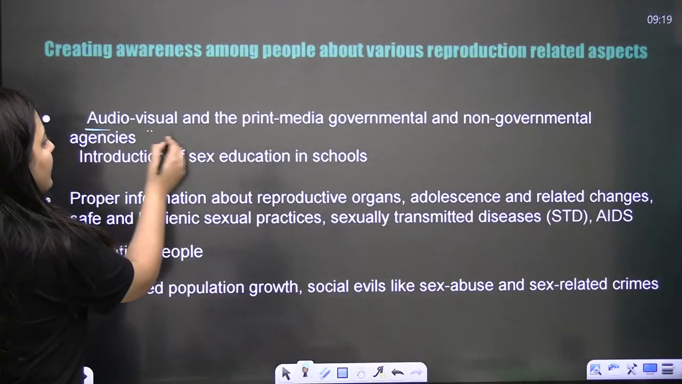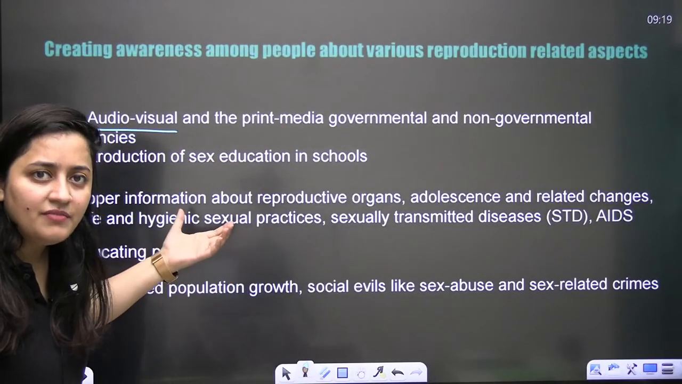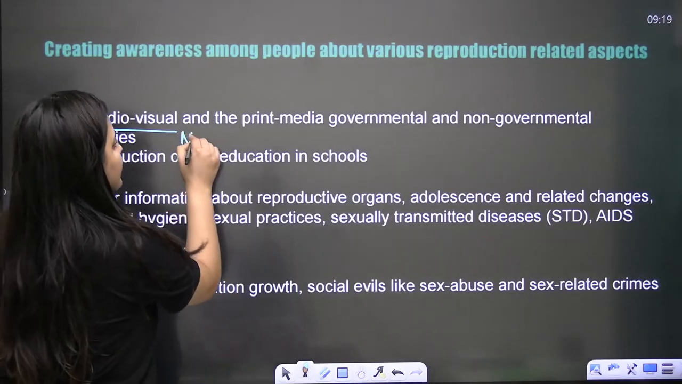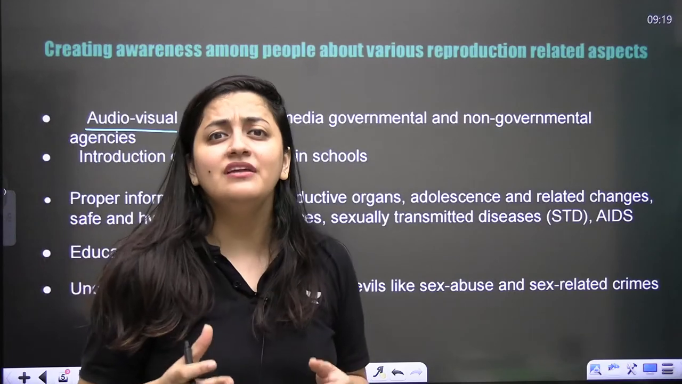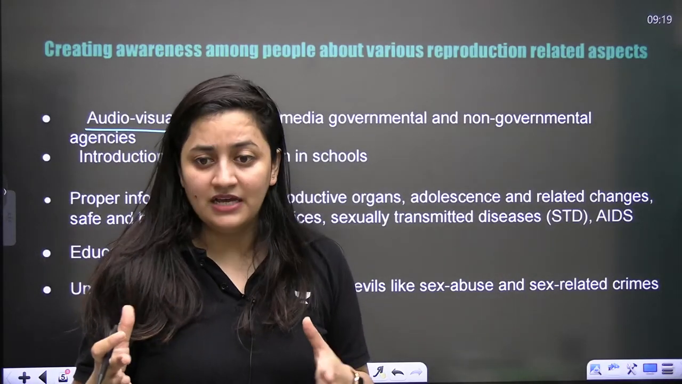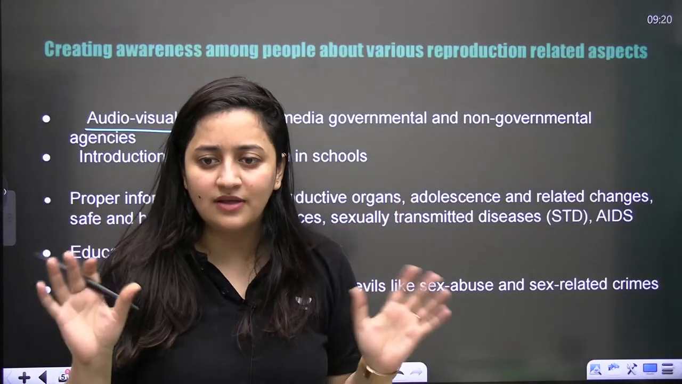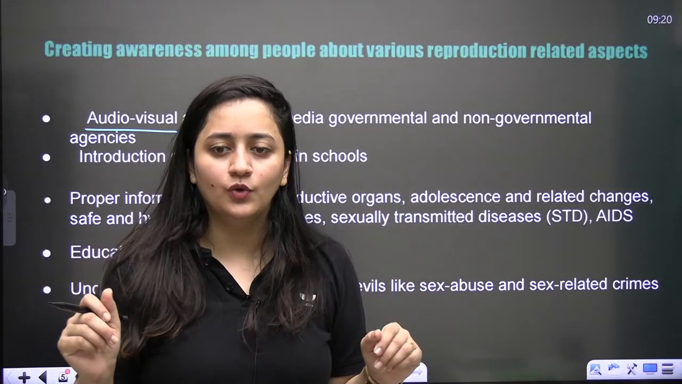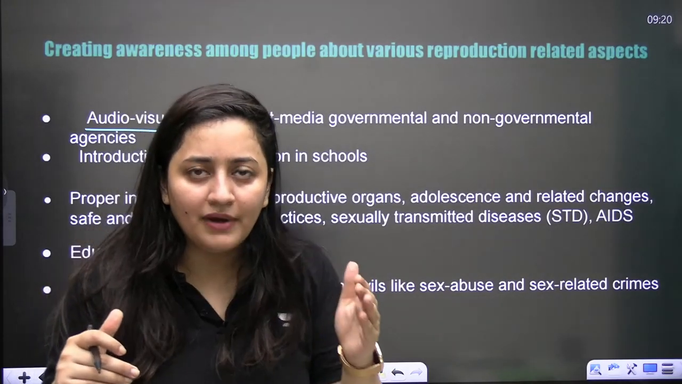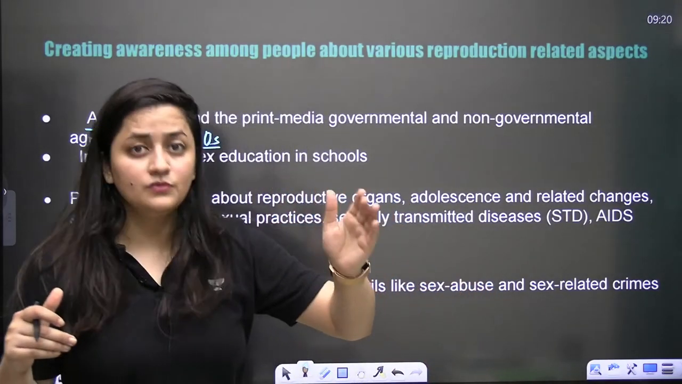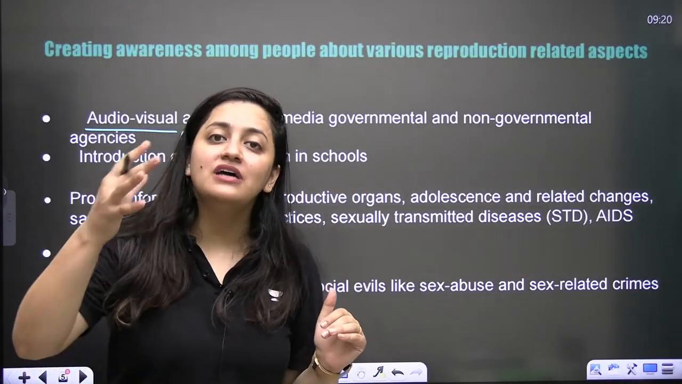Obviously, the media can help: audio visuals, print media, government and non-governmental agencies like your NGOs. They can guide people, right? And even on TV, I think you have seen it many times, that slogan, "Hum do hamare do." So from time to time, the government and even the non-governmental agencies start these things.